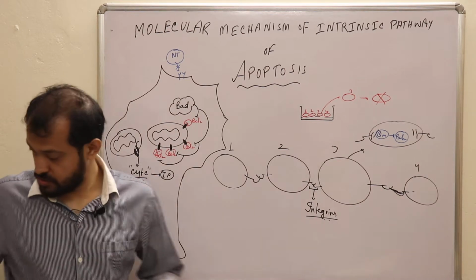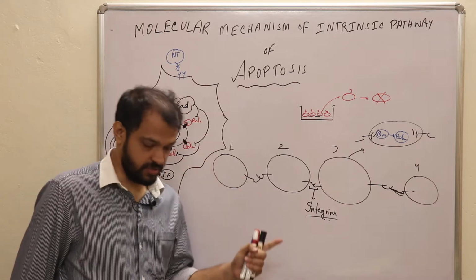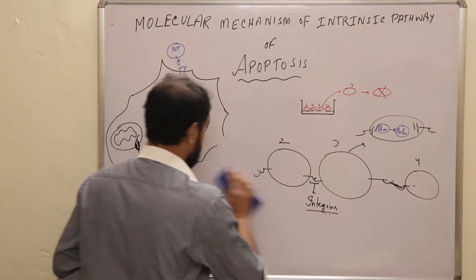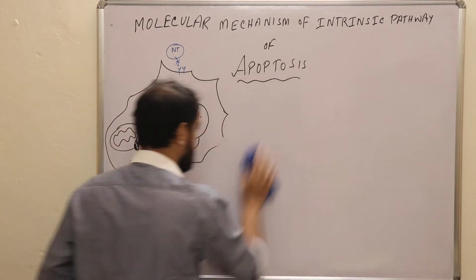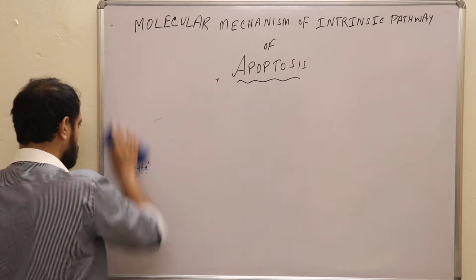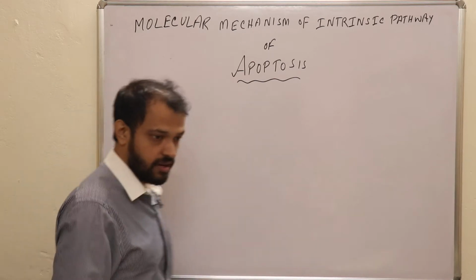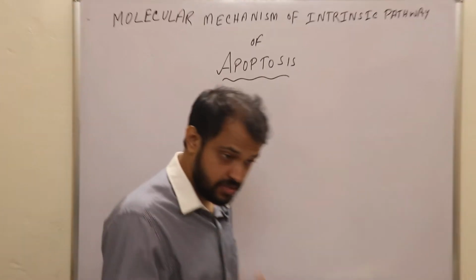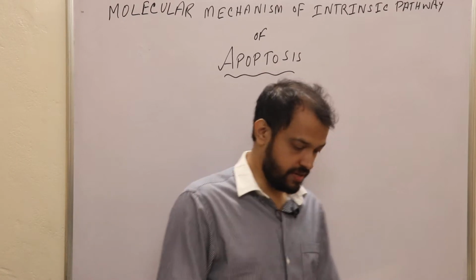Okay, so we were discussing how these cells undergo apoptosis, right? Now we will be discussing what happens after cytochrome C has escaped from mitochondria. We know that release of cytochrome C from mitochondria is a very good marker of apoptosis, right? But we should know what happens after cytochrome C is released from mitochondria, right?